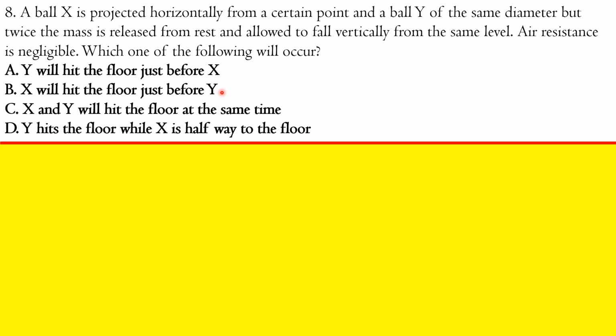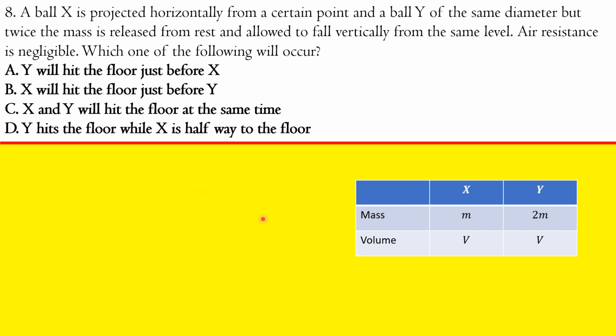So A will hit the floor just before X. All of that will be talking about time. Which one hits the floor first? Which one hits the floor later on? Okay, so this is just a tiny table, X, Y. They have the same volumes but different masses.